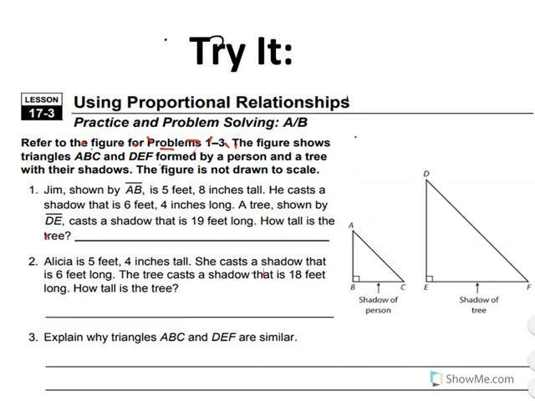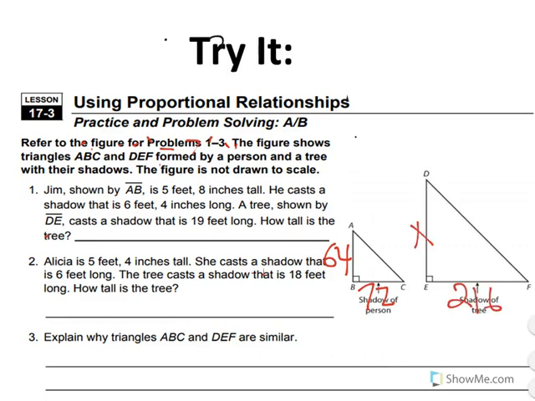Okay, so number 2 said Alicia is 5 feet 4 inches tall. She casts a shadow that is 6 feet long. Okay, so similar as before, you need to convert all those into inches. So then this is 64 inches. The shadow, 12 times 6, is 72 inches. The tree casts a shadow that is 18 feet long. So then you convert 18 feet into inches. So this is 216 and call that X.